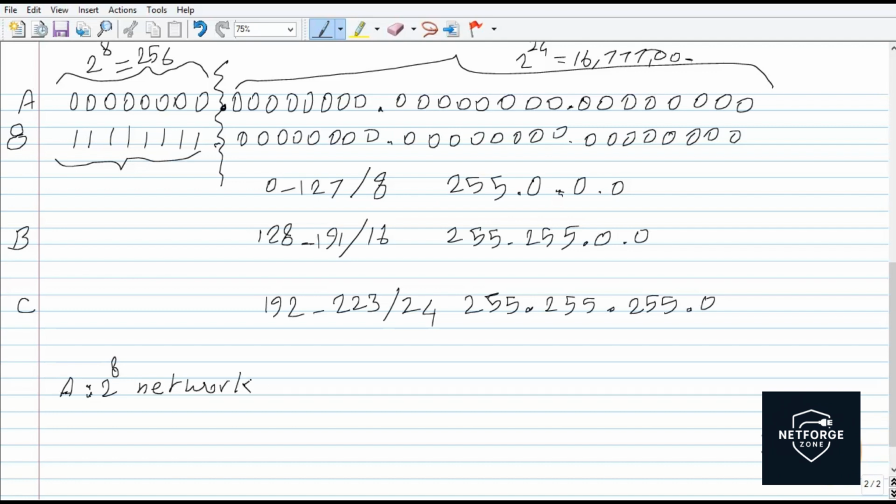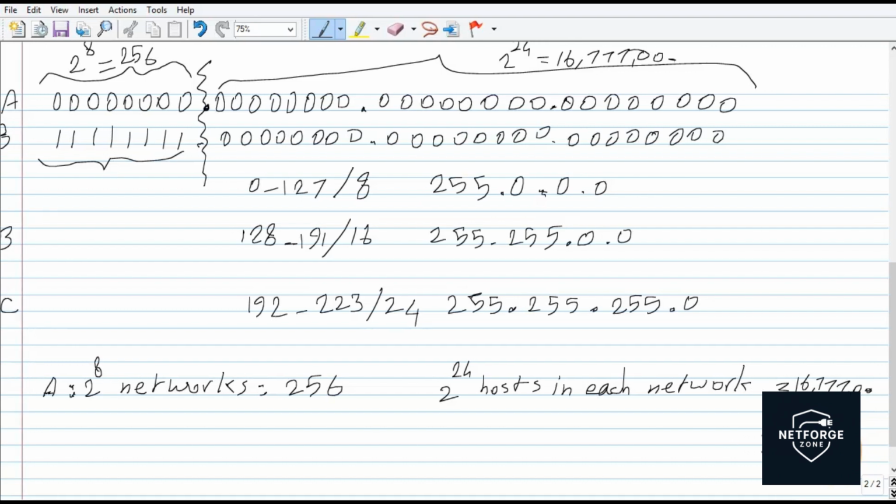That gives me about 256. And of course, 2^24 hosts in each network. That gives me about 16,777. I don't remember the rest.